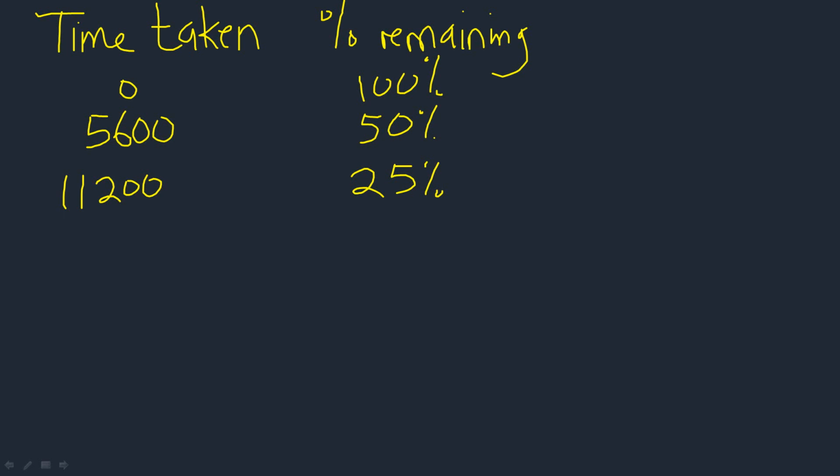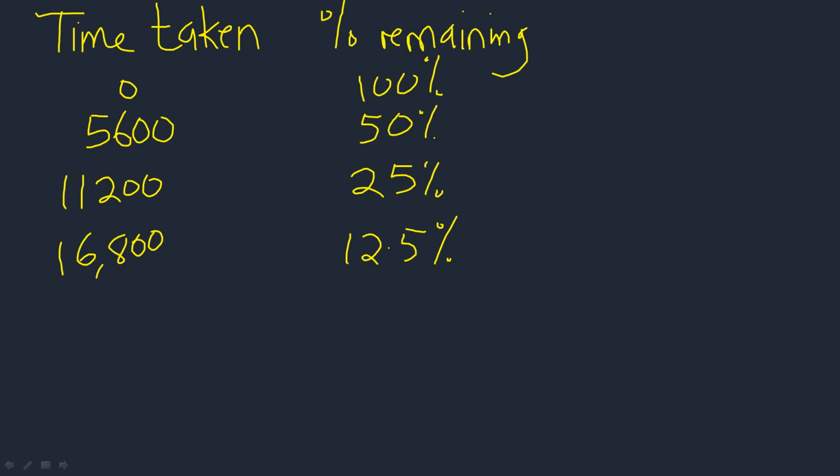Then here we keep adding. If you add another half-life, plus 5,600, you get 16,800 years, and this will be 12.5%. Because for the percentage remaining, just like we were doing for the mass, just keep dividing by 2, while for the time taken, we keep adding the half-life.